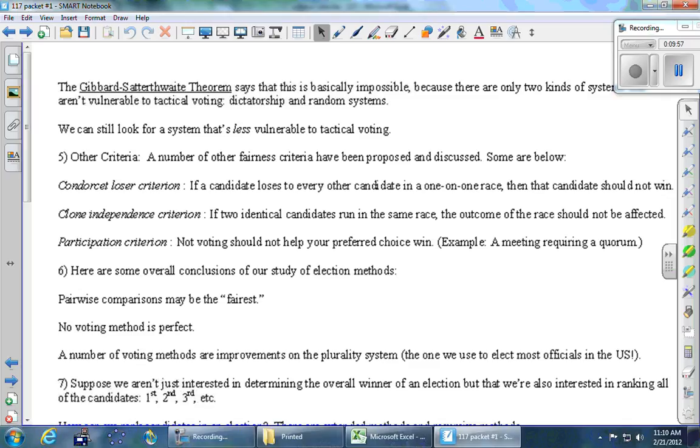Does this Condorcet loser thing seem reasonable? If somebody loses to every other candidate head to head, then they should not win the election. Fair?